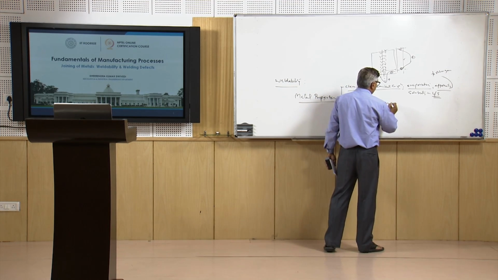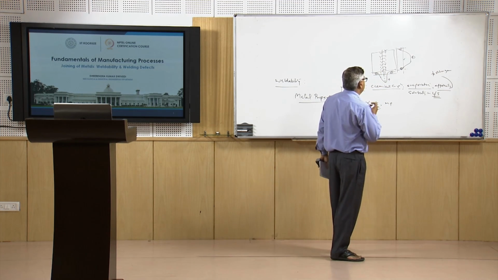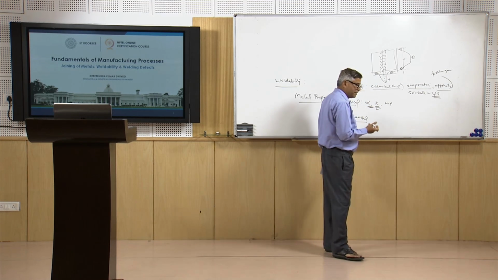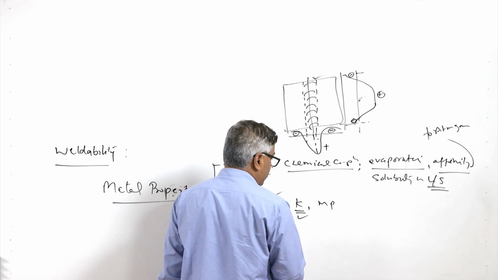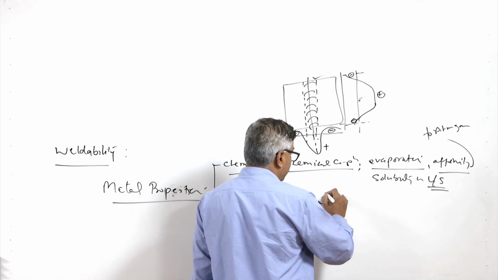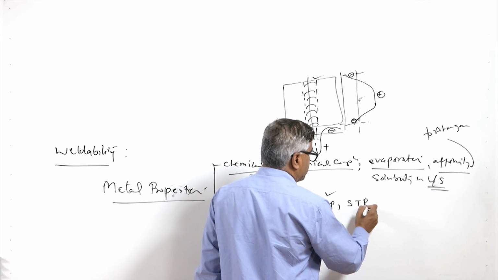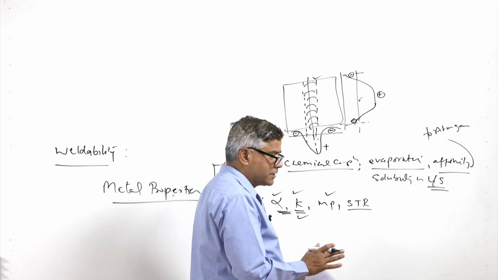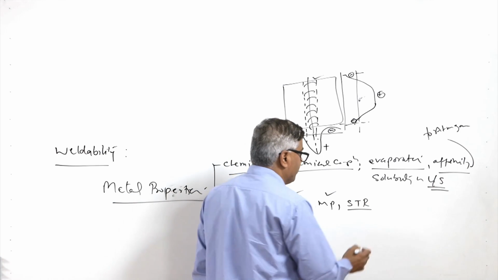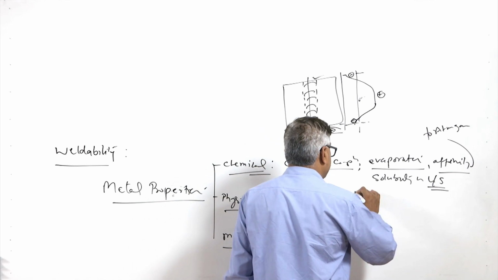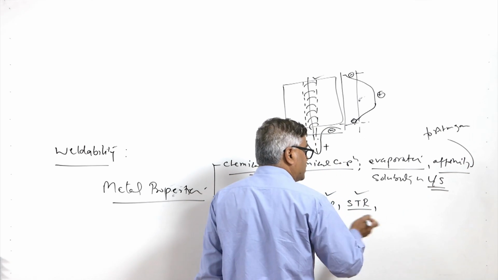Another is the melting point. Higher is the melting point, greater will be the resistance for the fusion, greater will be the energy requirements for facilitating the fusion. So, lower will be the weldability. So, higher K, lower weldability; higher alpha, lower weldability; higher melting point, lower weldability. Similarly, the solidification temperature range, STR: greater is the solidification temperature range, greater will be the solidification cracking tendency, which in turn will be reducing the weldability. So, high solidification temperature range in general promotes the solidification cracking tendency, and therefore, it leads to lower weldability.